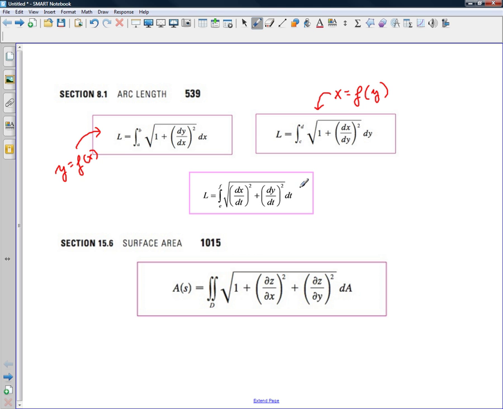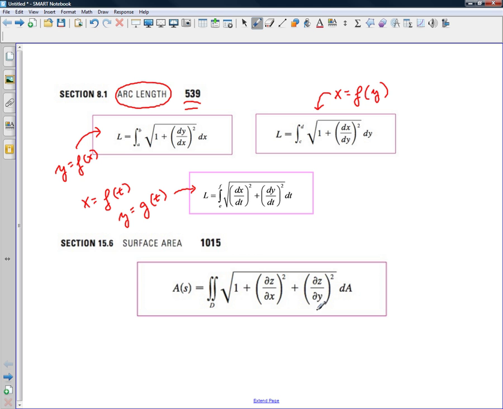And then we had this third flavor over here when we had x as some function of t and y equals some other function of t, right? And those were our three forms or flavors for what we called arc length, and that was back on page 539.